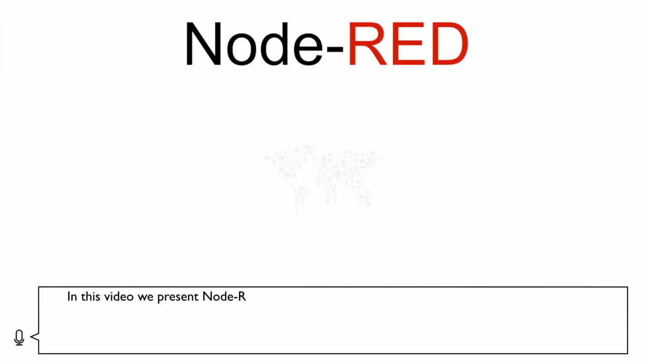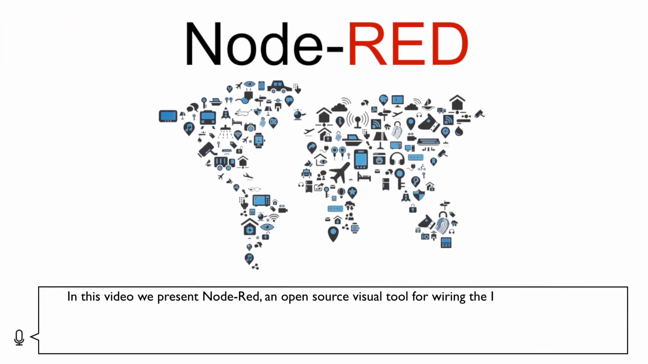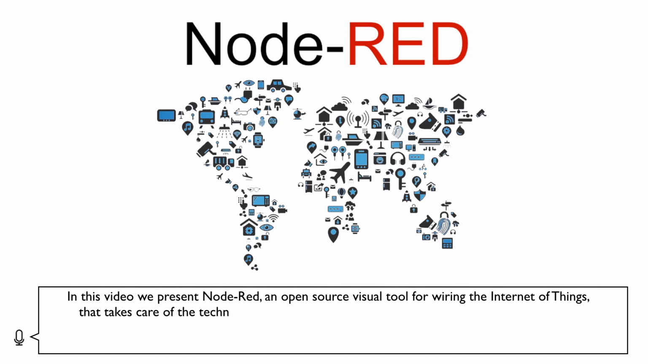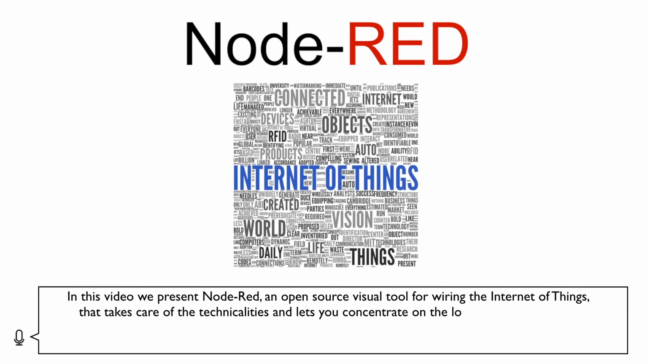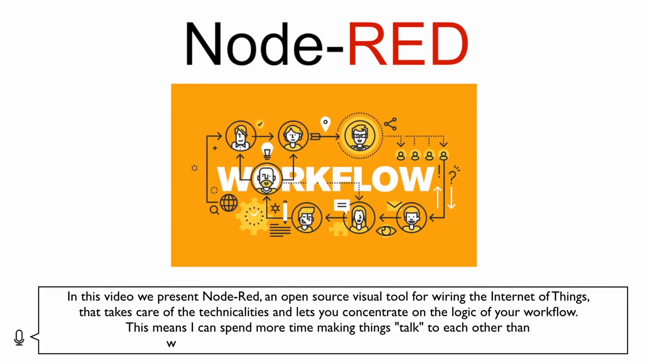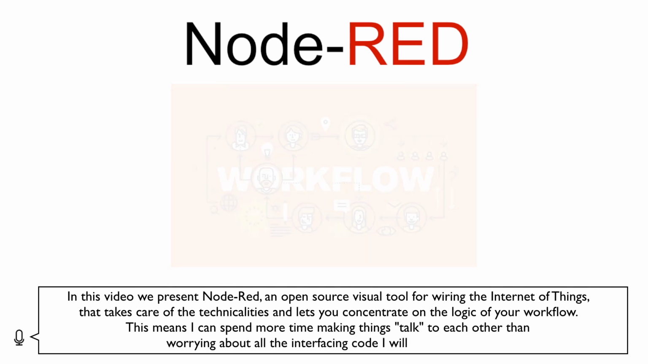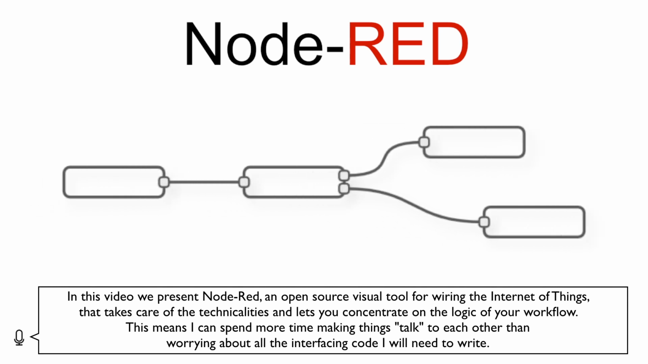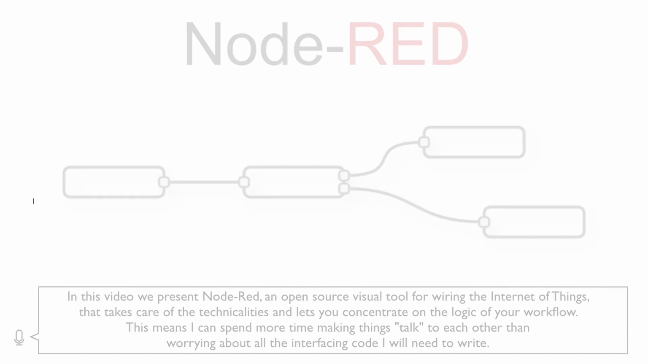In this video, we present Node-RED, an open-source visual tool for wiring the Internet of Things that takes care of the technicalities and lets you concentrate on the logic of your workflow. This means I can spend more time making things talk to each other than worrying about all the interfacing code I will need to write.